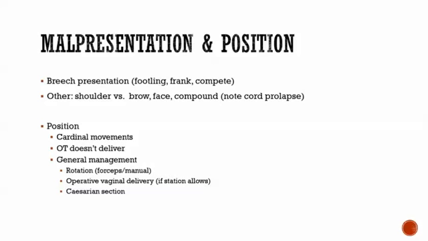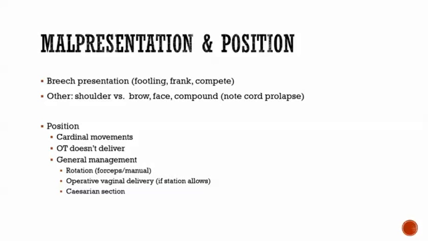All right, so the other presentations just to mention are shoulder versus the other, because shoulder is an indication for cesarean section. The other is brow, face, and compound. So compound is when you have an arm sticking out. Or if you have a foot sticking out, that could also be considered a compound presentation, but then we would go more into the footling breech category. So the brow, face, and compound with an arm sticking out, cord prolapse is associated with the compound presentation.